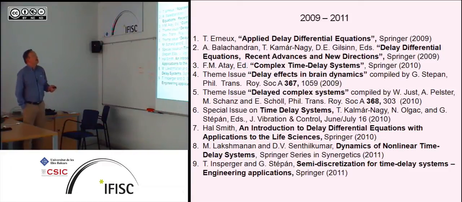Now, here is a list of books and special issues that have come out since 2009. We really have an explosion of literature, and I only put the books or special issues that I reviewed. I actually found that there are right now 16 books that came up in this period of time, but only those I have reviewed so far. Okay. So you can understand that it's becoming a hot topic.